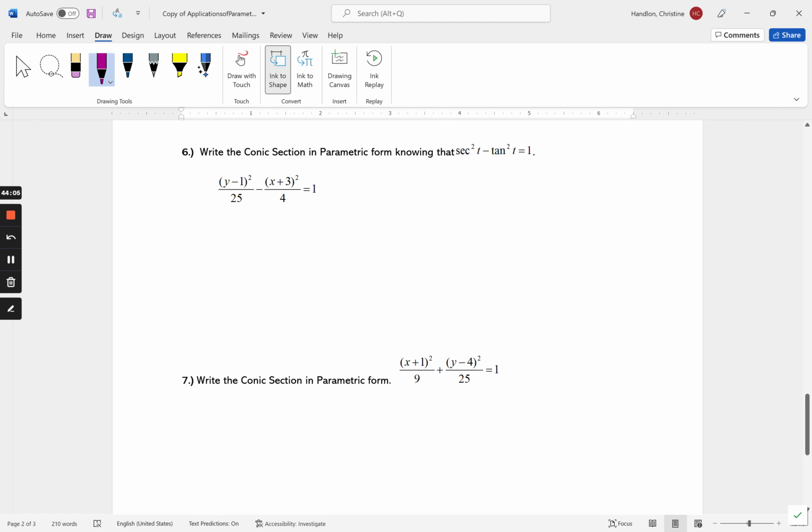We've got one more problem to do. Notice in problem number 6, this time you are being introduced to a hyperbola. Remember, hyperbolas have that subtraction sign there. I want you to notice that a new equation is being used. You're not going to use cosine squared plus sine squared equals 1. You're going to use secant squared t minus tan squared t equals 1. This as well is another Pythagorean identity, just in case you forgot from last semester.